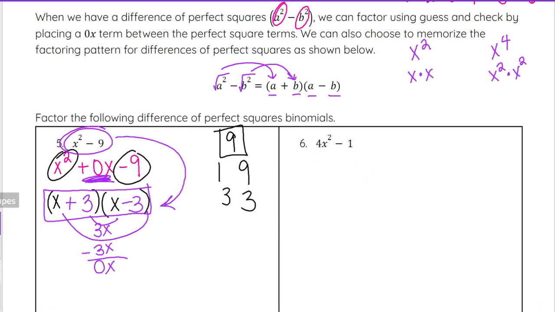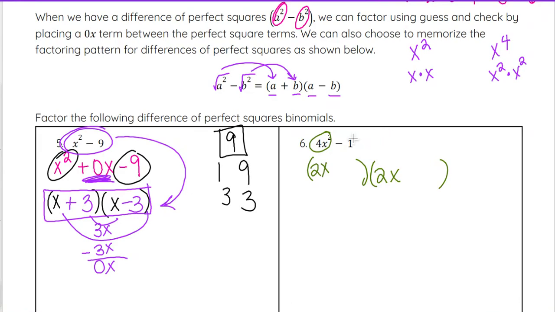guess and check format. So over here, when I notice that this is a difference of perfect squares, I can jump straight to 4x squared. If you think about square rooting the 4, you get 2. Square rooting x squared, you get x. Or you can think about what times itself gets you back to 4x squared. 2 times itself is 4, and x times itself is x squared. So you can think about it that way as well.